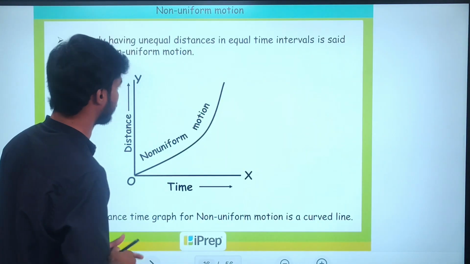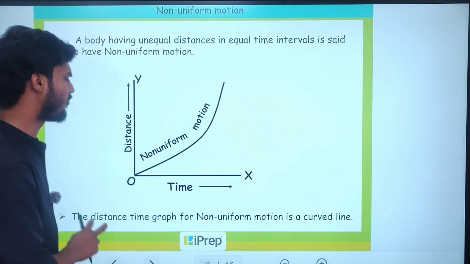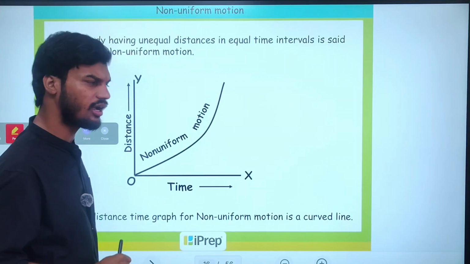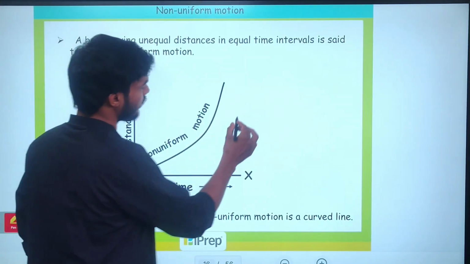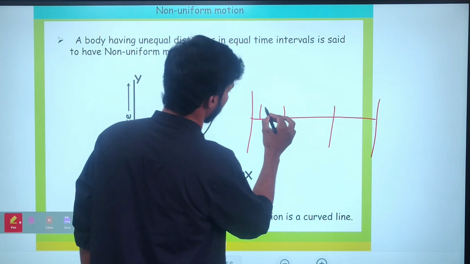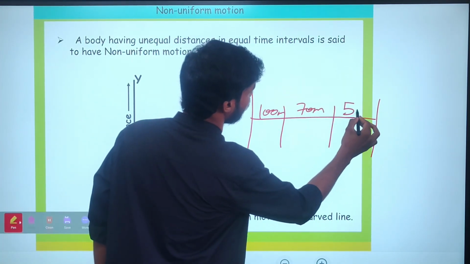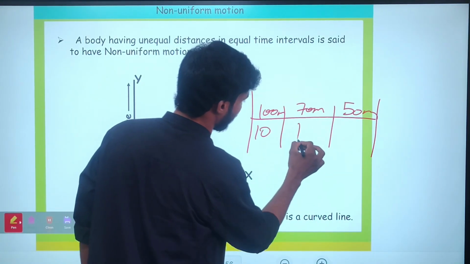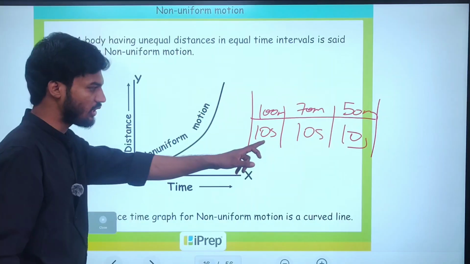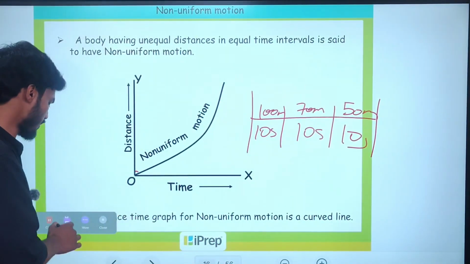Clear? Next, a body having unequal distance in equal interval of time is known as non-uniform motion. Look here, unequal distance in equal interval of time: 100 meters, 70 meters, 50 meters. Same time interval, 10 seconds, 10 seconds, 10 seconds. So with respect to time, the distance was different. Then we can say that it is non-uniform motion.